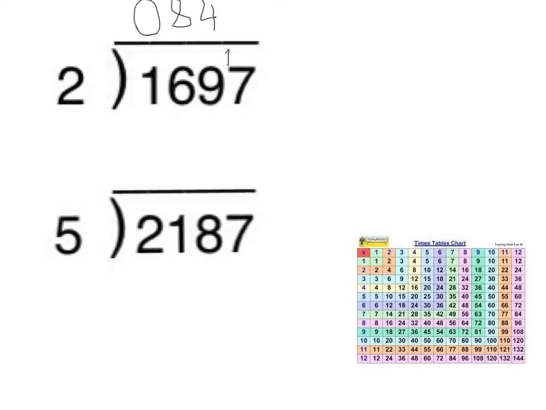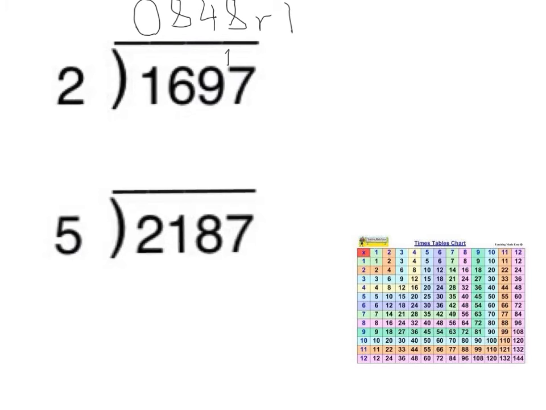So I'm looking at how many times I can fit 2 into 17. Have a look at my times table chart again, and I can see that the number that's closest to 17 without going over is 16. So 2 times 8 equals 16. So that means that 2 fits into 17 8 times, but I've got a remainder of 1. So my answer for 1,697 divided by 2 is 848, remainder 1.